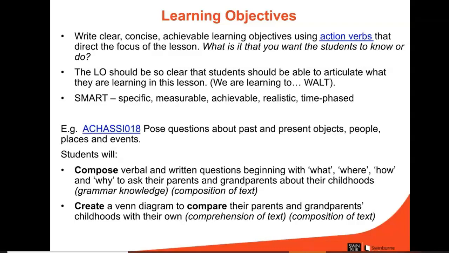Finally, create a Venn diagram to compare their parents' and grandparents' childhoods with their own. So this is an example of comprehension of text as students understand what those differences are, and composition of text as they show their understanding through a visual representation known as a Venn diagram. So in relation to the HASS content descriptor, pose questions about past and present objects, people, places, and events.